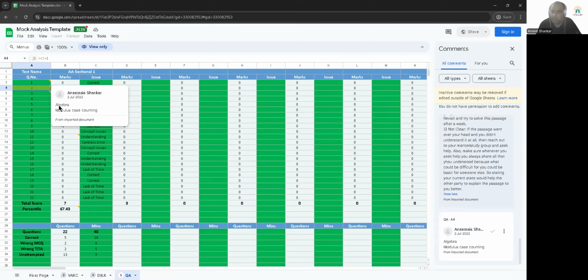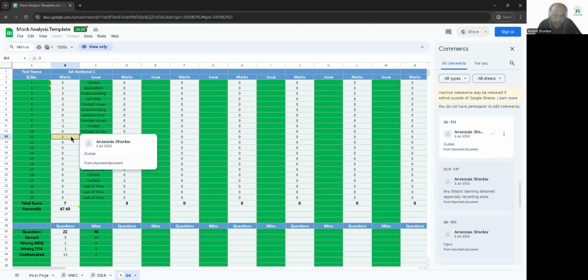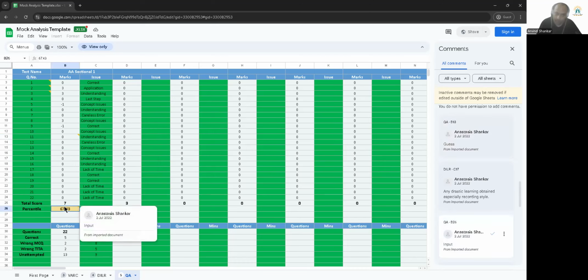Then, in case you want to be a little more granular, you can also put down algebra, modulus, case counting, arithmetic, TSD. इतना detail में भी घुस सकते हैं. Then, if this was a guess, it was a theta guess or whatever guess, also put that down. Do not fall into false confidence mechanism where we think, oh, मेरे इतने आ गए हैं, जिसमें से 3 थीटा सही है, 3 थीटा guesses सही है, then उतने आ गए हैं, ठीक नहीं है, there is still work to be done. Input this, your total score will of course be identified.